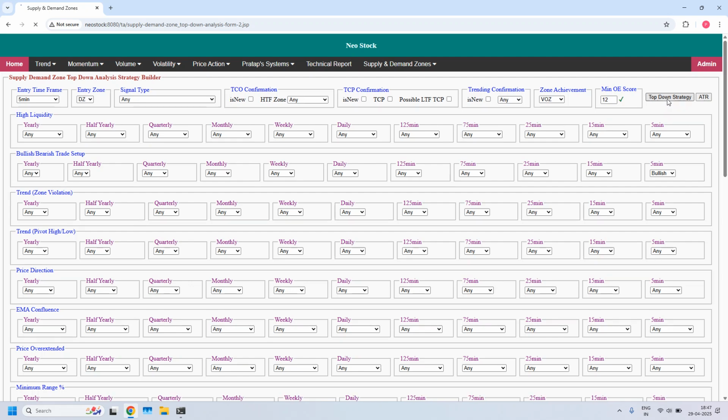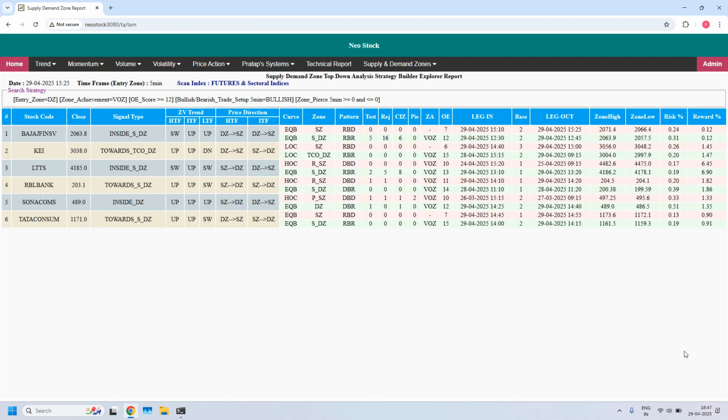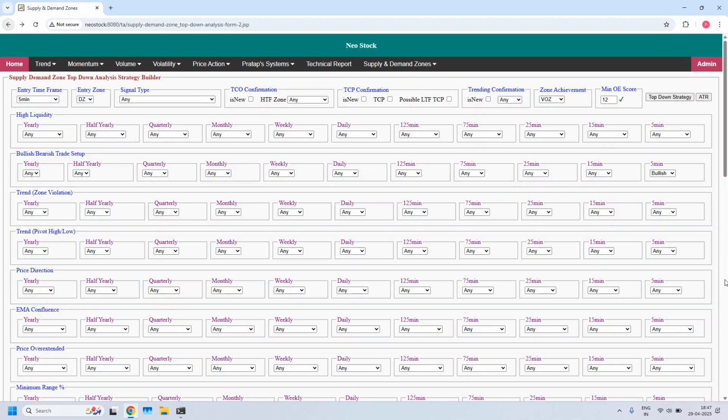With these filters, we got 6 stocks. These 6 are supporting bullish trade setup for hourly income trade. Entry time frame zones are 5 minutes demand zones. So we got 6 stocks. Out of these 6, how many of these 5 minutes demand zones are having more high probability to get success? That we will filter based on the zone confluence.